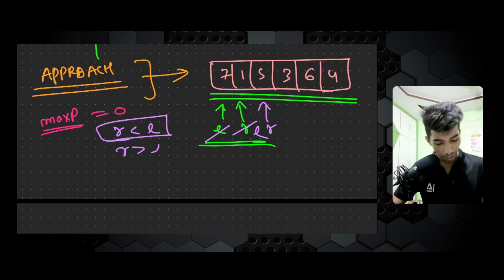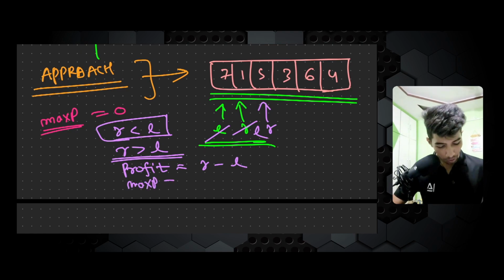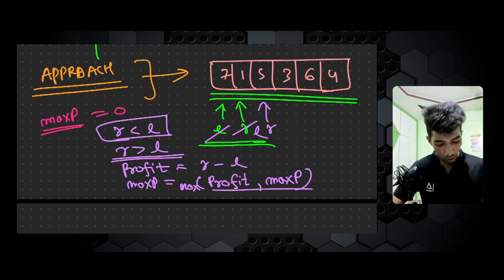Then again I will compare. Now my R is greater than L actually. So what I will do? I will calculate the profit, which will be nothing but R minus L, and then compare it with my previous profit. Right now my previous profit is 0, so my profit will be 4 over here.